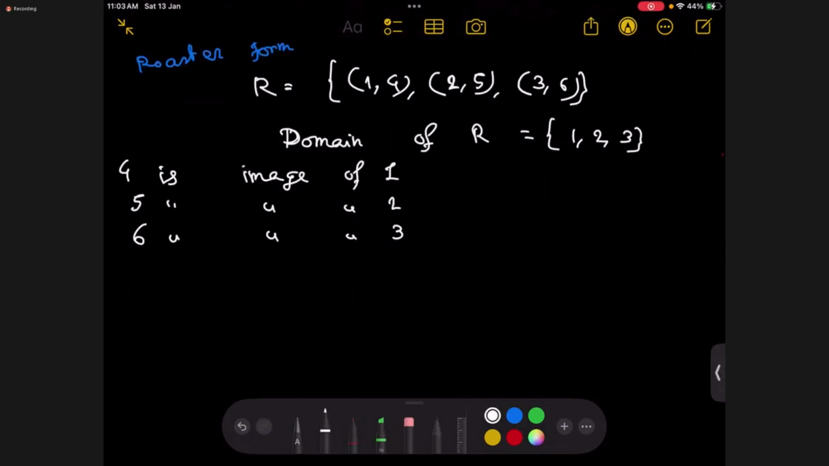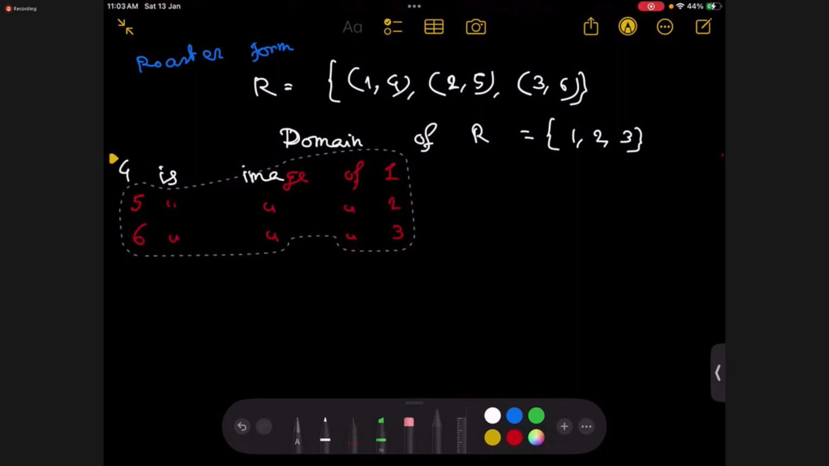We can change the color also. Okay, can we change or not? Yeah, okay.